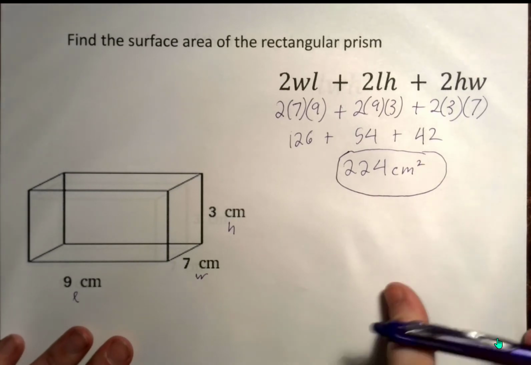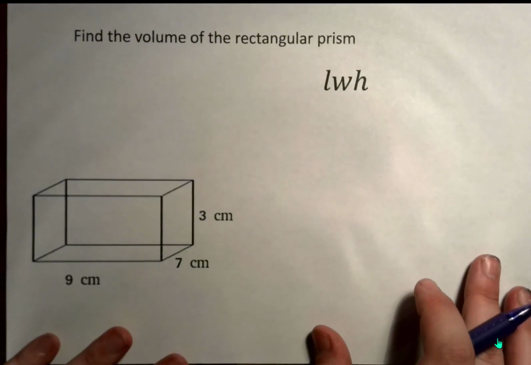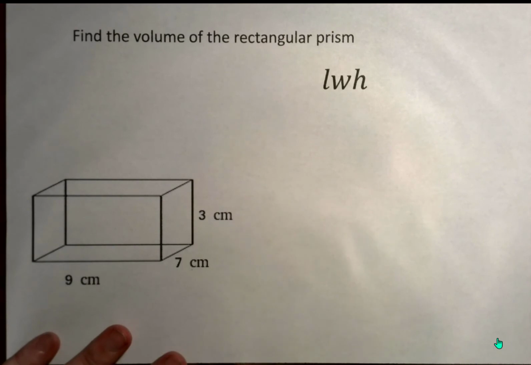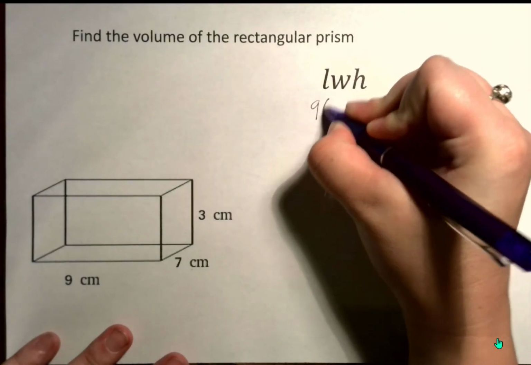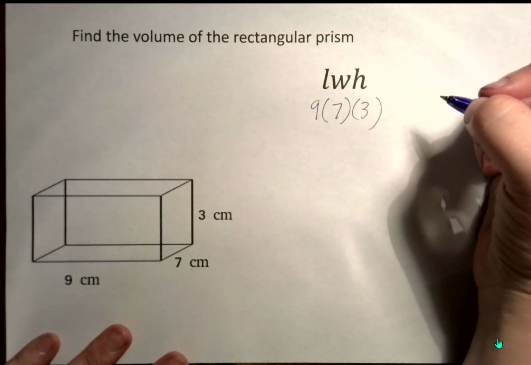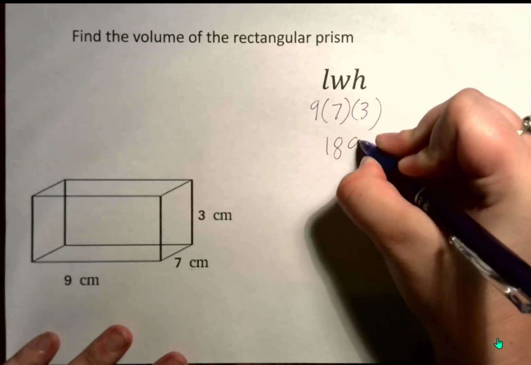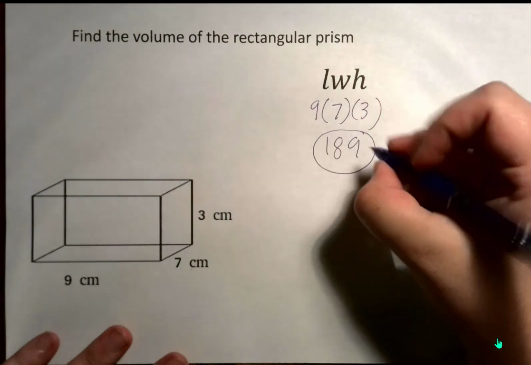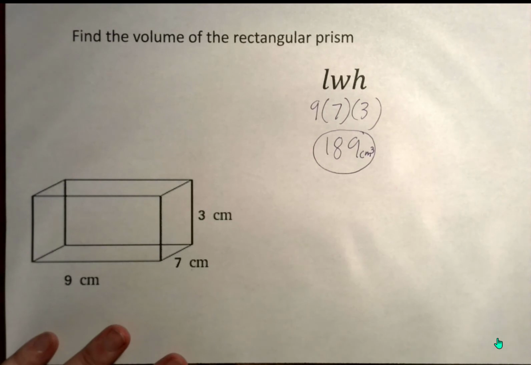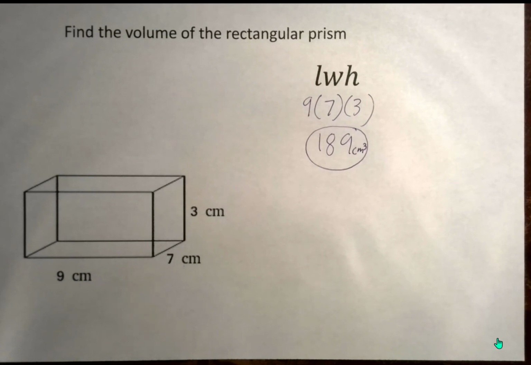Okay. All right, so let's look at the last one. We're going to find the volume of this same rectangular prism. So it's just our length times our width times our height. So our length is 9 times our width, which is 7, times our height, which is 3. So 9 times 7 times 3, which is 189. I forgot centimeters cubed on this one. All right, that's it for finding the surface area and volume of a rectangular prism.